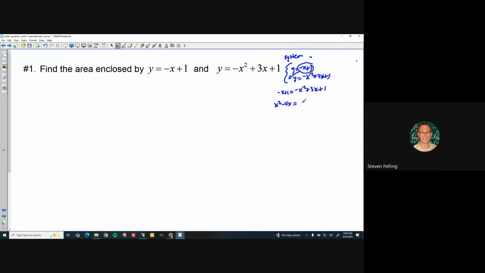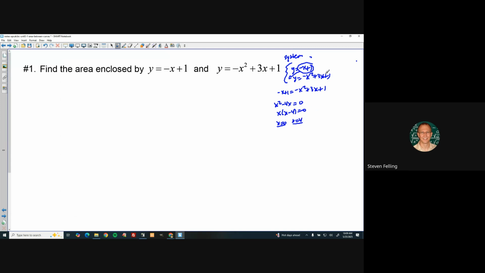That's going to give me 0, equals 0. And then hopefully, if this is on the non-calculator part of the test, you'll be able to solve this by factoring and get that this happens when x is 0 and when x is 4. So those are two possible locations where we have an intersection.